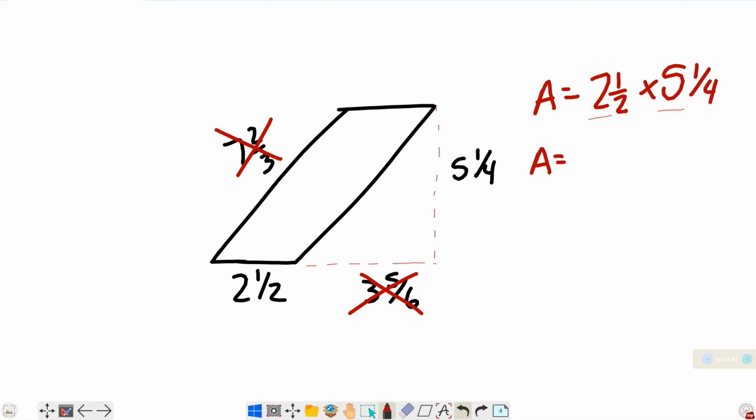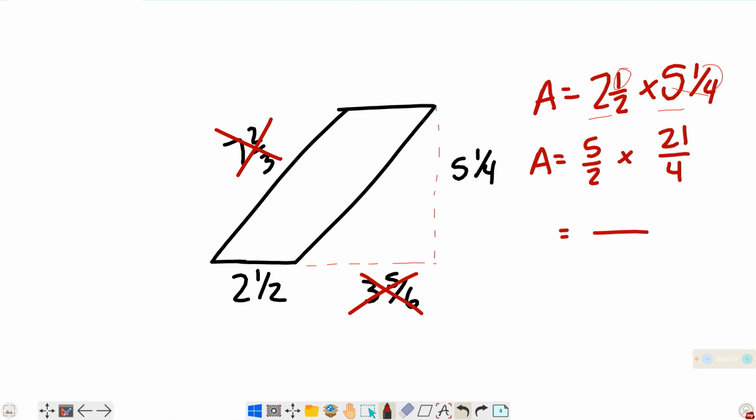Instead, we want to change them to improper fractions. 2 times 2 is 4, plus 1 more is 5. So 5 over 2. 5 times 4 is 20, plus 1 more is 21. Now we can multiply straight across. Or we can look for things that divide out. 5 and 4 don't have any common factors, and 2 and 21 don't either. So it's not going to be a fun number to work with.